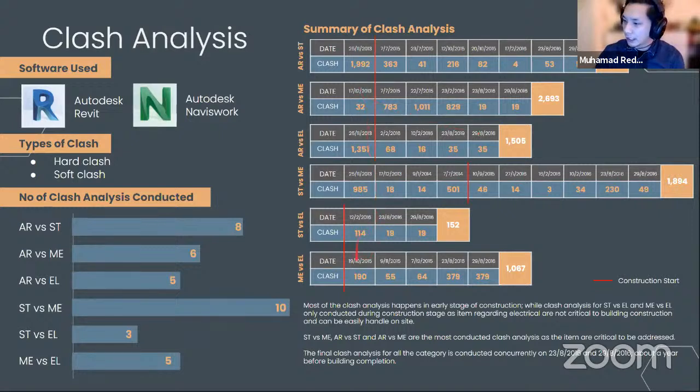As you see here, clash analysis regarding electrical was not done before construction start, because it is not critical and can be decided later during construction. One thing I also want to note: for all the departments, the last clash analysis was conducted on 23rd of August and 29th of August. This date is about 1 year before completion of construction. So we can see a few problems on site were found later, after the last clash analysis.